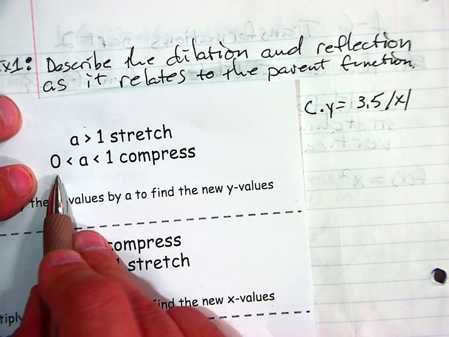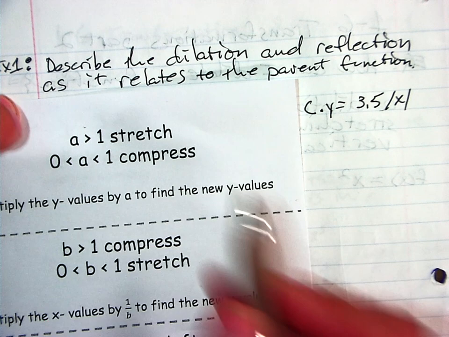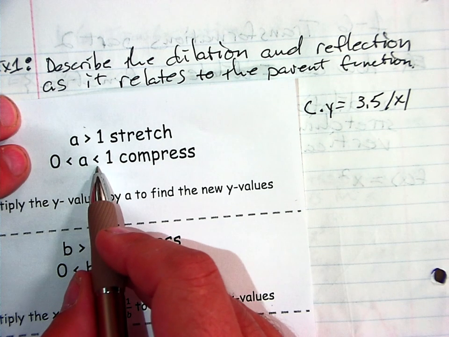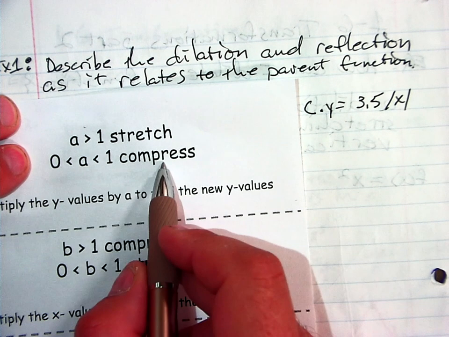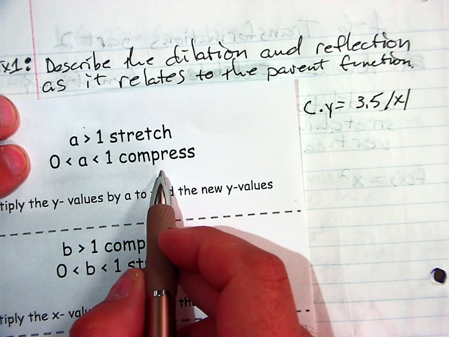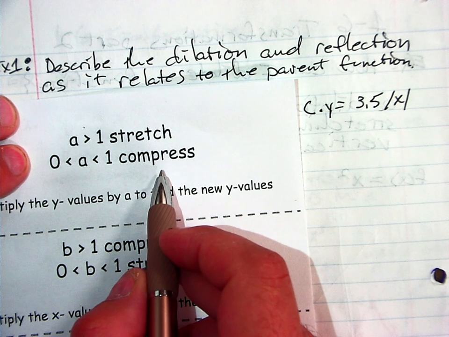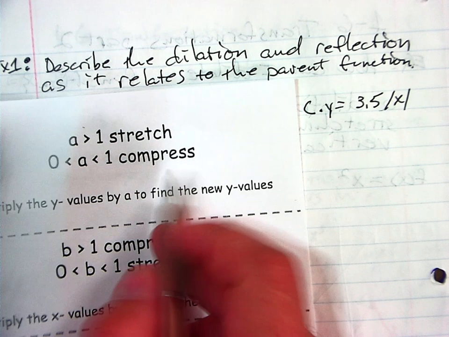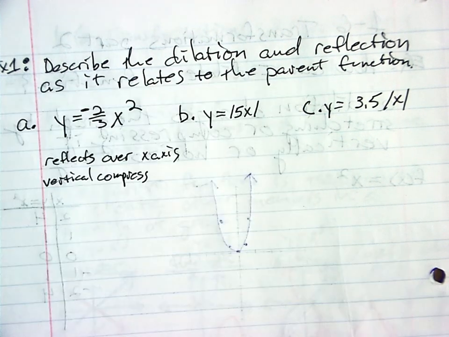So it's between 0 and 1. Yes, so that means it's compressing. So it's a reflection over the x-axis, and it's a vertical compression. All right? If there's several homework problems like that, if you get stuck, let me know. I'll gladly help you, or I'll go over them tomorrow when you come in.